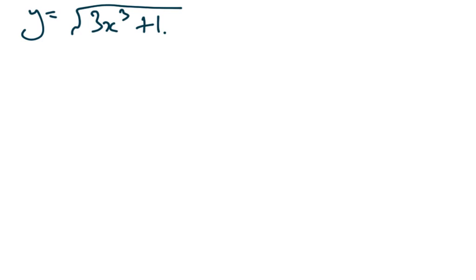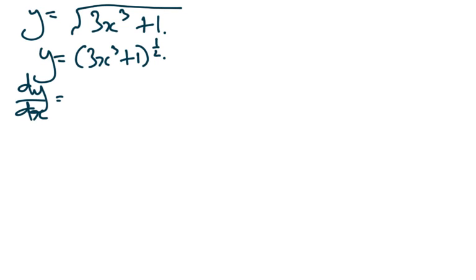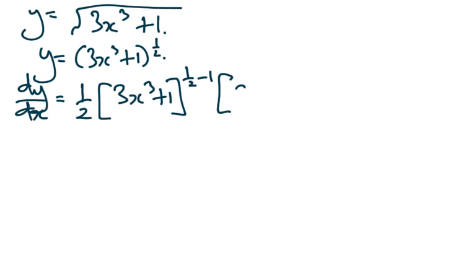Next, y equals the square root of 3x cubed plus 1. Square root or cube root doesn't matter, still the same. To change this in terms of power, it's (3x cubed plus 1) to the power of half. Remember, square root is to the power of half. So when you differentiate dy dx, first step, bring the half in front, and then (3x cubed plus 1) to the power of 1 over 2 minus 1, and then don't forget to differentiate 3x cubed plus 1 in terms of x.